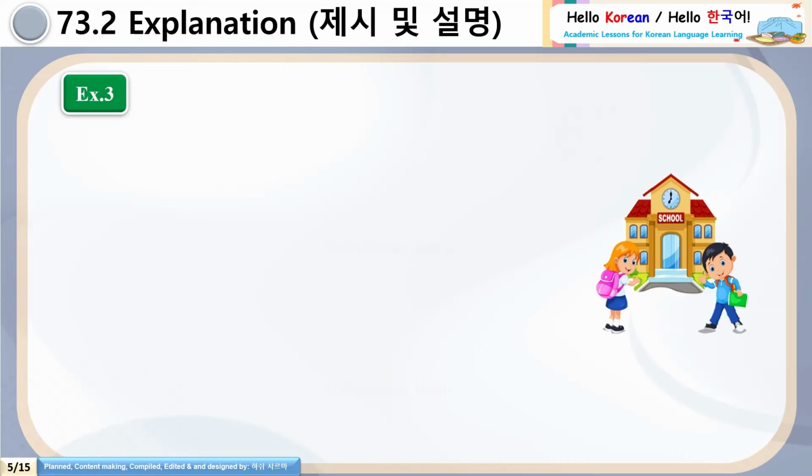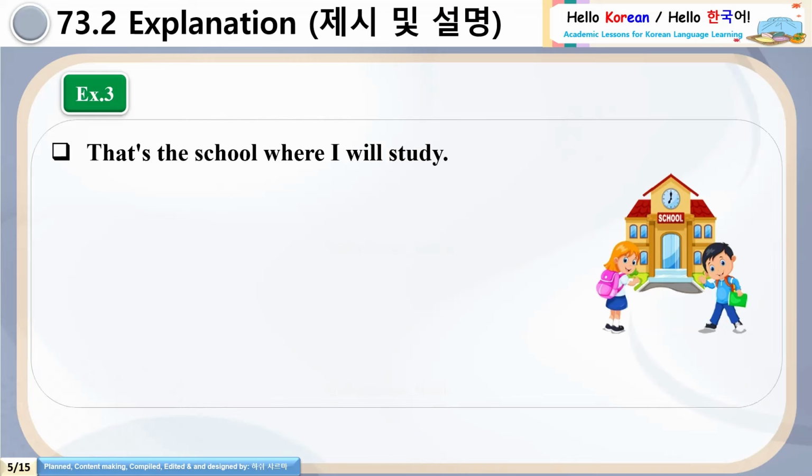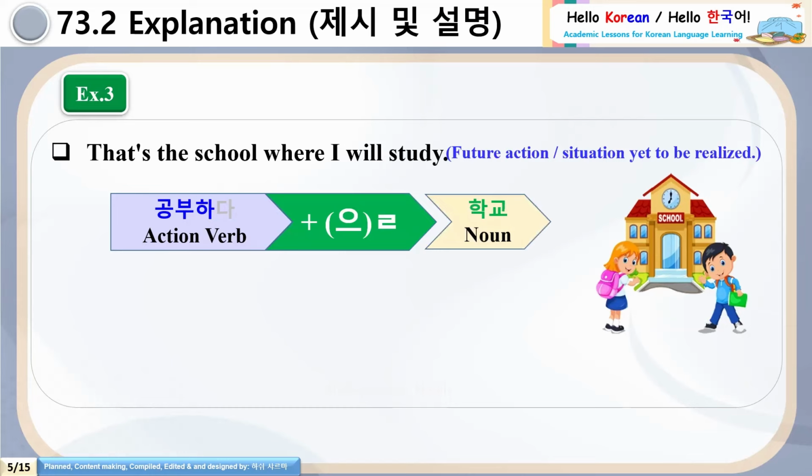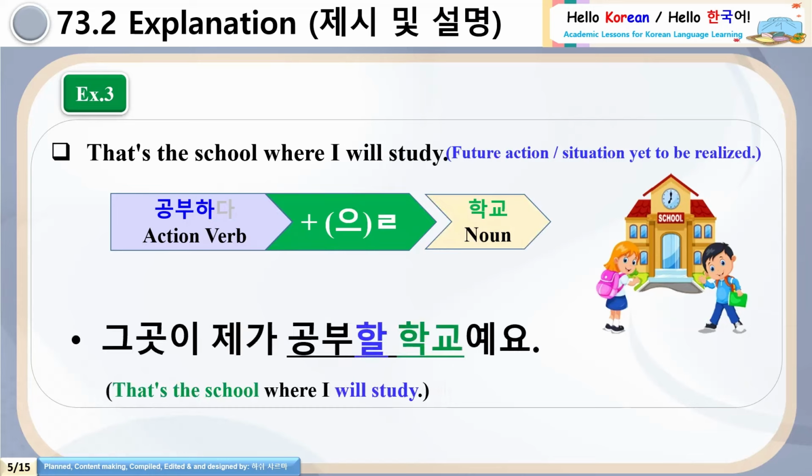Now coming to the third example, see here, this is a school building and you want to make a sentence: that's the school where I will study. What do we need? We need one action verb, that is kumbuhada, to study, the -ul grammar here, and one noun here, that is hakyo. And the sentence will be kugoshi chiga kumbuhal hakyoeyo. Can you find out where this grammar is? Yes, in kumbuhada. See the sentence structure and how this grammar practically looks in a sentence, and in which situation we can use it. Now we hope you have some idea.